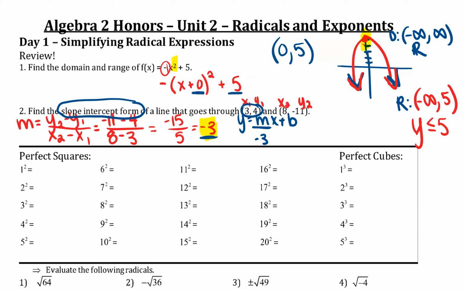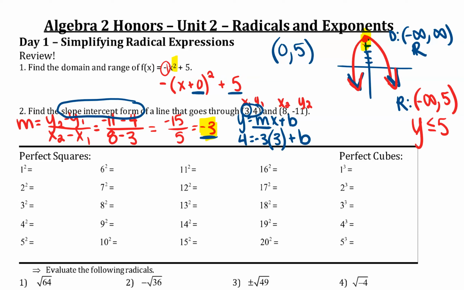And I'm going to plug 3 in for the x and 4 in for the y. So I just plugged into y equals mx plus b. I replaced the y with 4, because that was a y value on this point. I replaced m with -3, and I replaced the x with the 3 in that first coordinate point. I could have done -11 for the y and 8 for the x, but (3, 4) seemed easier to me.